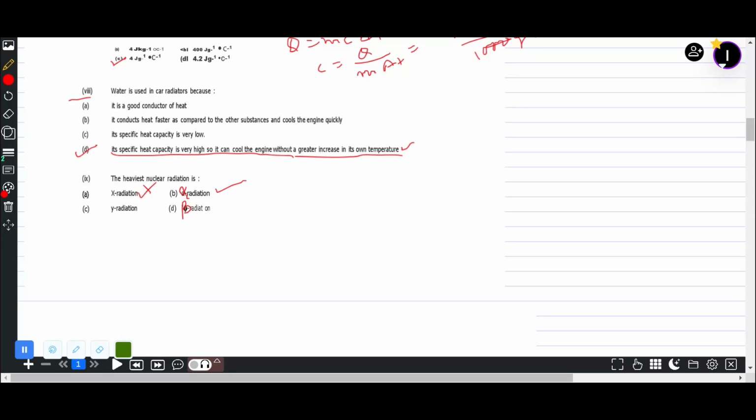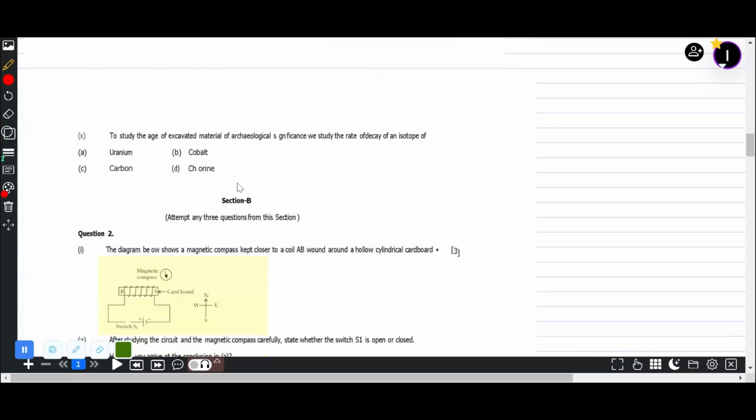Whichever is the alpha radiation, I don't know. I think here I have taken B as alpha radiation. The next one is to study the age of excavated material of archaeological significance. We study the rate of decay of an isotope of uranium, cobalt, carbon. Carbon is the right answer.